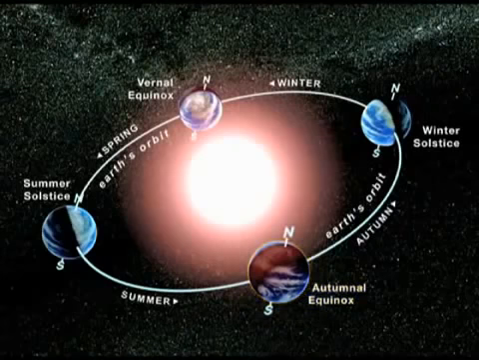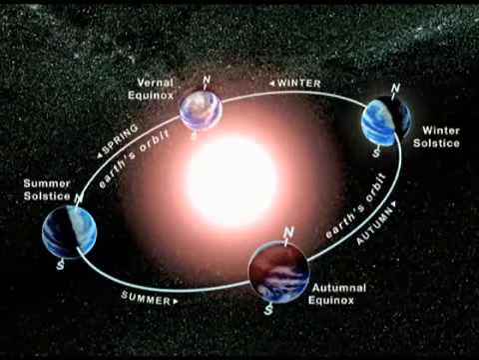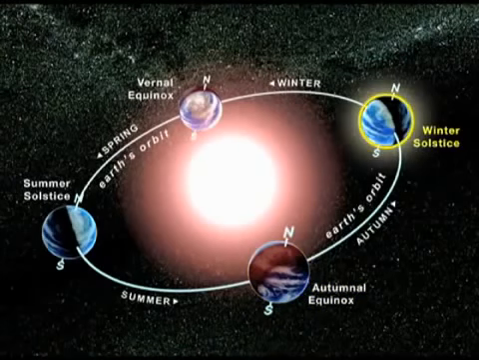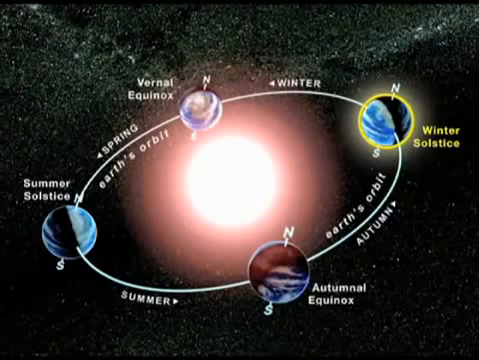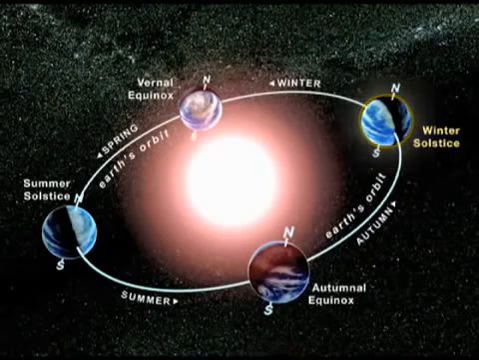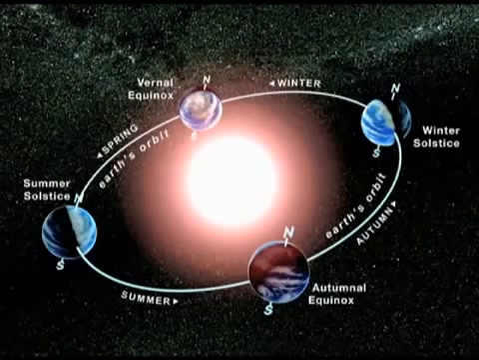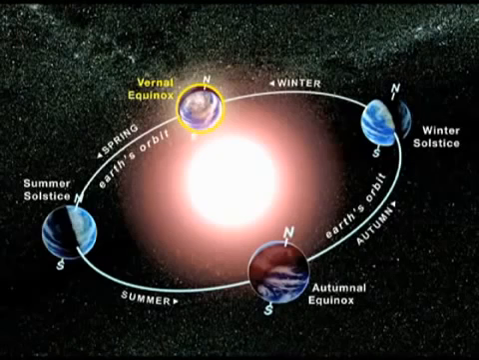The Earth reaches the other side of the sun on the shortest day of the year, the winter solstice. This is the first day of winter, and the northern hemisphere is tilted farthest away from the sun. As the Earth travels back toward summer, it passes another point where the axis is tilted sideways to the sun. Once again, day and night are the same length. This day is called the vernal equinox.